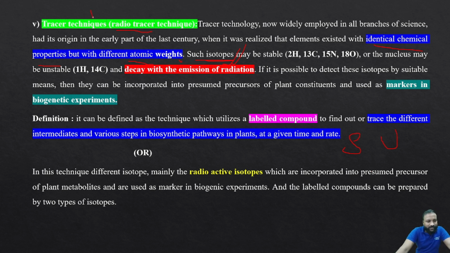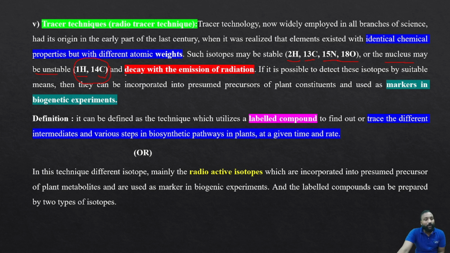In the radioactive tracer technique we use only the radioactive isotopes, or unstable isotopes. Clear? But what do you mean by an isotope? An isotope has identical chemical properties but differs in atomic weight. For example, the stable isotopes are 2H, 13C, 15N and 18O. These have identical chemical properties but differ in atomic weight. When the nucleus may be unstable, such compounds like 3H and 14C are radioactive isotopes.